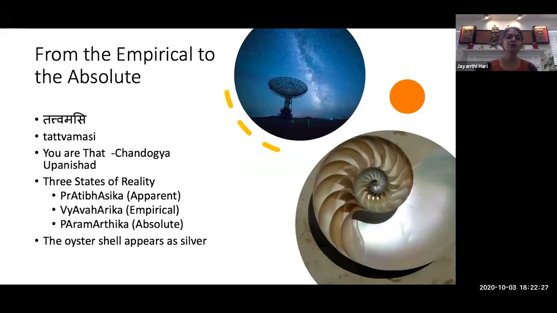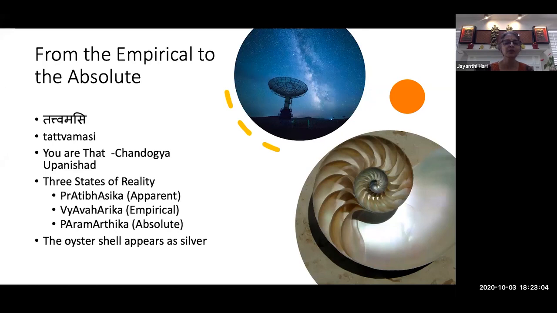Then we go on to probably our last description of Brahman, from the empirical to the absolute. Tatvamasi is the Upanishadic statement. You are that. This is the meaning of the statement. It's again from the Chandogya Upanishad. Now, in order to understand what Tatvamasi means, you are that, what are we talking about here? In order to understand this, we need to understand the concept of the three states of reality.